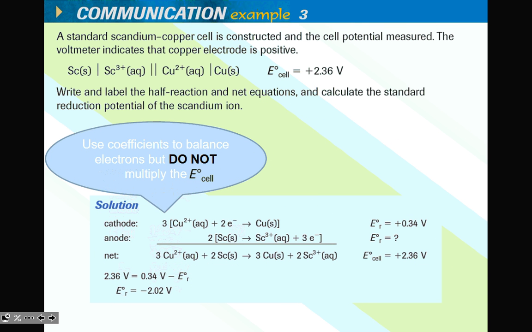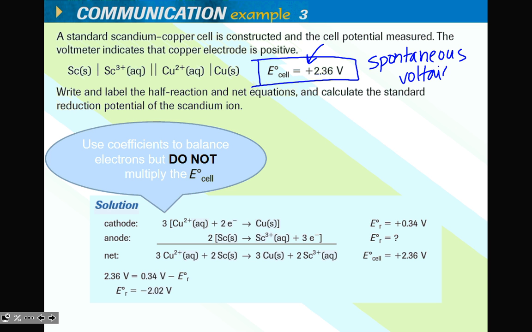A standard scandium copper cell is constructed and the cell potential measured. The voltmeter indicates that the copper electrode is positive. And we have the net total, and it's a positive 2.36 volts, which means that it's spontaneous, and it also means that it's a voltaic cell. Okay, cool. Write and label the half reactions and net reaction and calculate the standard reduction potential of the scandium ion. That's what you're looking for here.